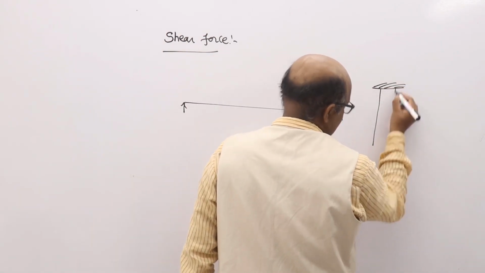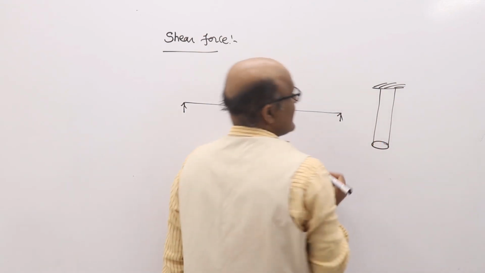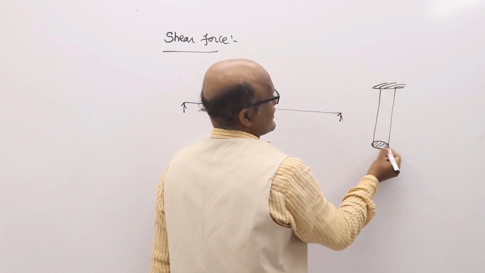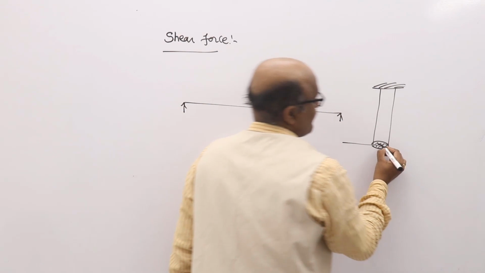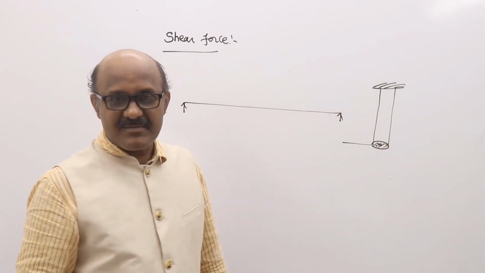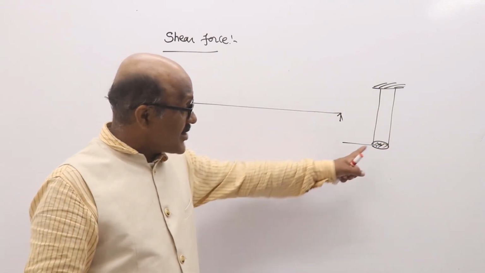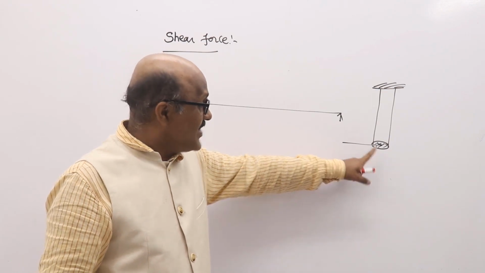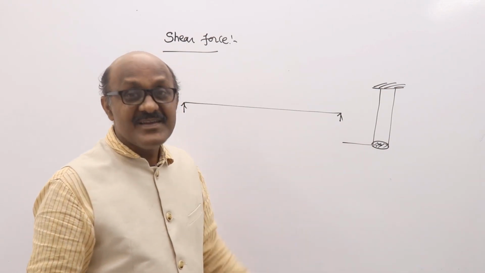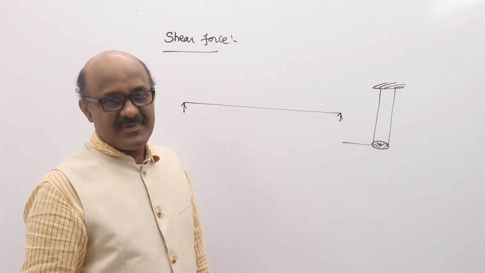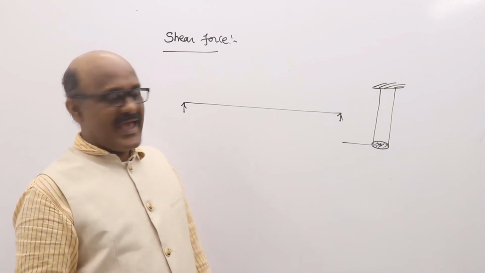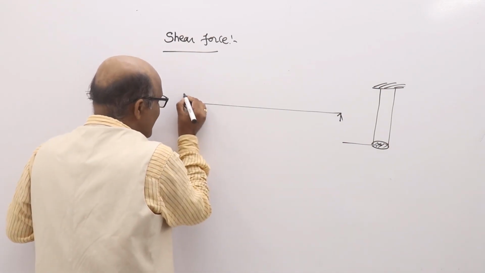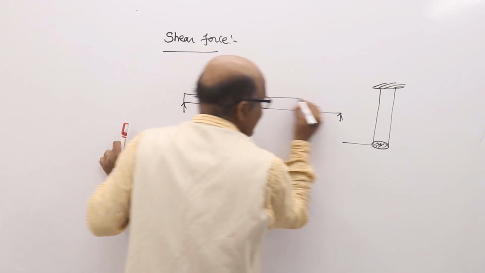See, if it is a shaft with a cross section, when a force is acting parallel to this cross section, this type of force is called a shear force. Now, in this case also, it is a beam, my dear students.